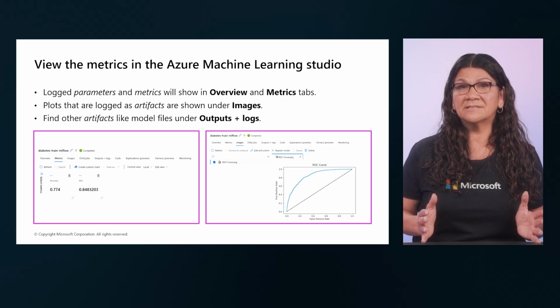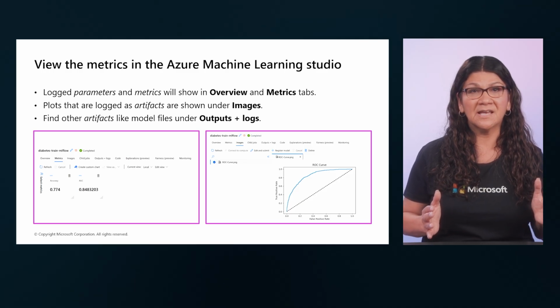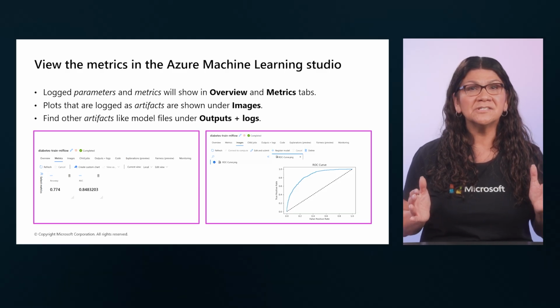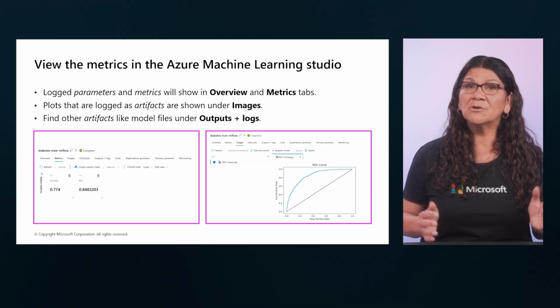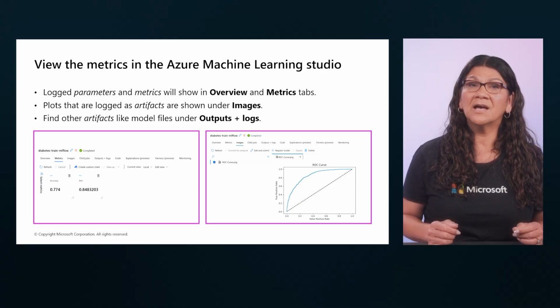Best practice is to consistently log the same core metrics and key diagnostic artifacts for every run. This ensures that when you compare runs in the Studio interface, you are making reliable apples-to-apples decisions about which model version should move forward.